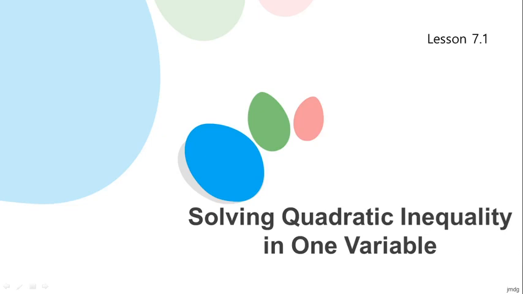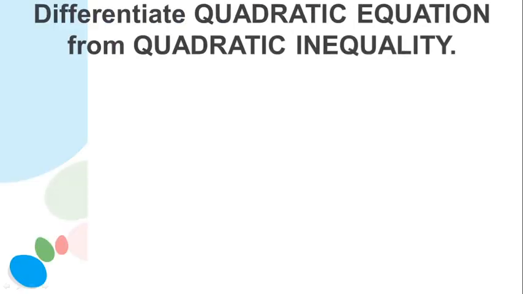Good day once again. So now we are going to learn how to solve quadratic inequality in one variable. But first, let us differentiate a quadratic equation from quadratic inequality. What is the difference between quadratic equation and quadratic inequality?